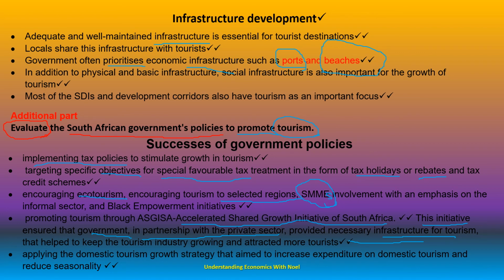Applying the domestic growth strategy, we cannot start it somewhere else. We need to start at home. If we encourage our people to spend locally, then the policy has been successful. How do we do that? Through reducing tax, and the local people will be motivated.